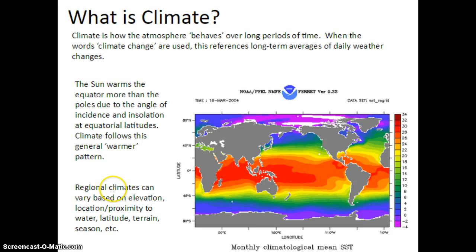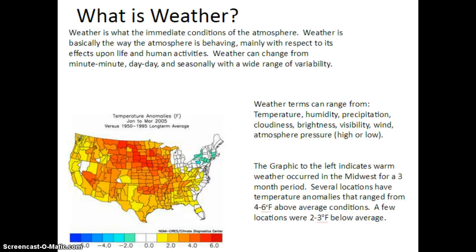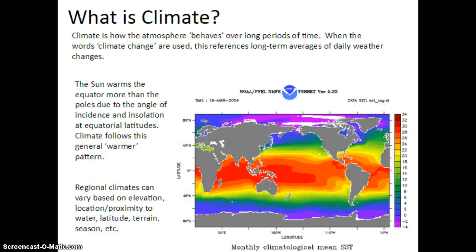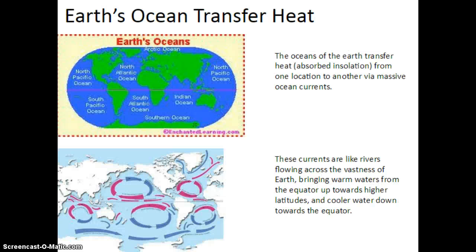So regional climates can vary based on elevation, location or proximity to water, latitude, the terrain itself, season, etc. So there's a lot of variables that we're looking at as we measure and continue talking about weather and climate. I think one good piece to make sense of weather: you can look outside your window and see weather. Climate is something that takes place on a larger scale.